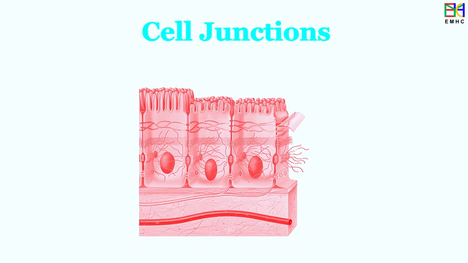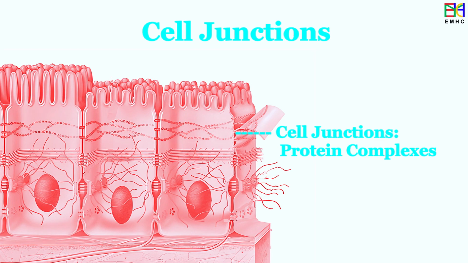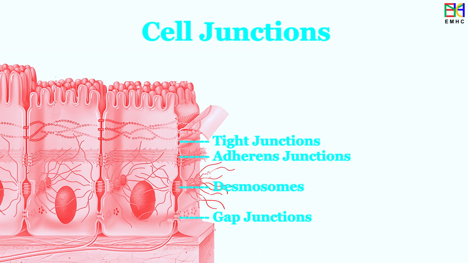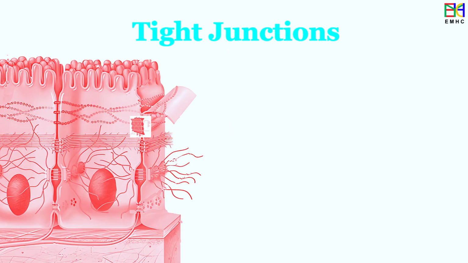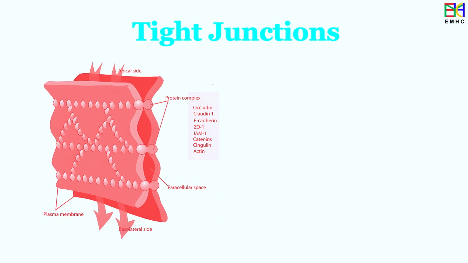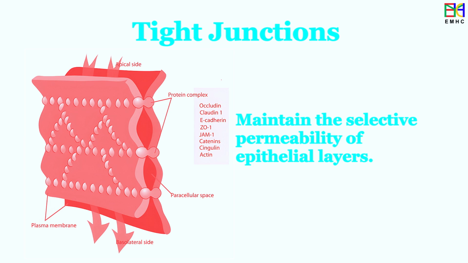The neighboring epithelial cells and extracellular matrix are interconnected by specialized junctions that are composed of protein complexes. The cell junctions mainly include tight junctions, adherens junctions, gap junctions, and desmosomes. Tight junctions form a seal between adjacent epithelial cells such as in intestine tissues, which prevents the passage of molecules and ions through the intercellular space, and maintains the selective permeability of epithelial layers.